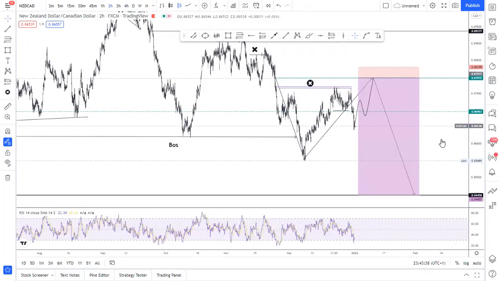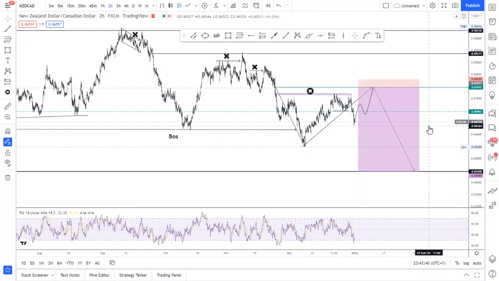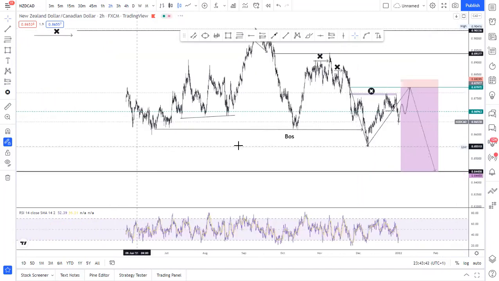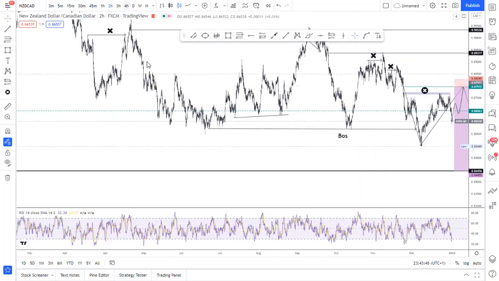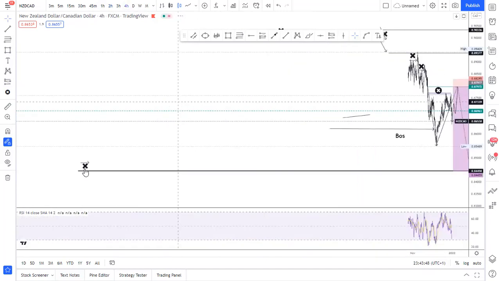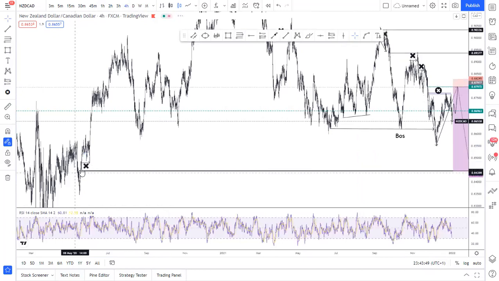So for NZD/CAD, this is personally what I am looking out for, and I'm expecting price to drop to this point because there's another open order right there. We're trading order block to order block. Another open order right here with this liquidity area. So I'm expecting price to drop to that point.